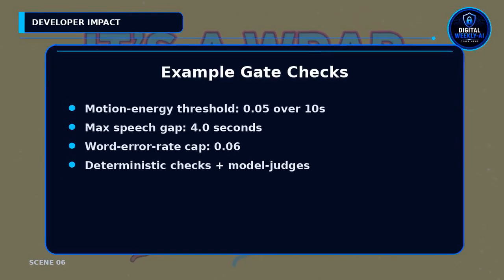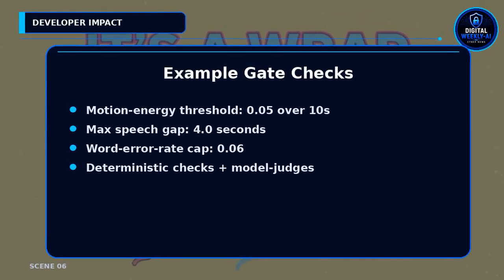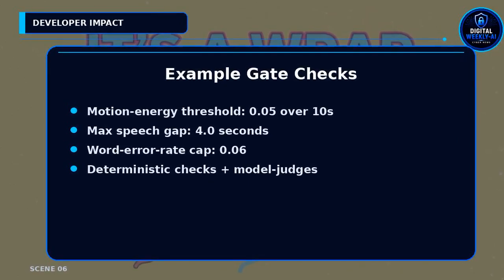AI publishing gates. One creator runs an autonomous content pipeline but blocks publishing until 21 automated checks pass. Example thresholds. Motion energy below 0.05 for over 10 seconds fails. Speech gaps capped at 4.0 seconds. Word error rate above 0.06 triggers regeneration. Deterministic checks catch physics. Model judges handle taste.